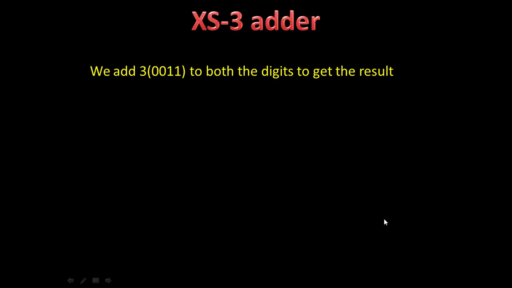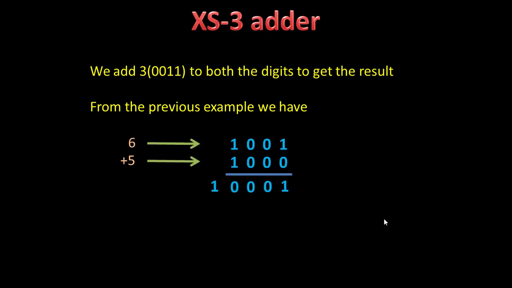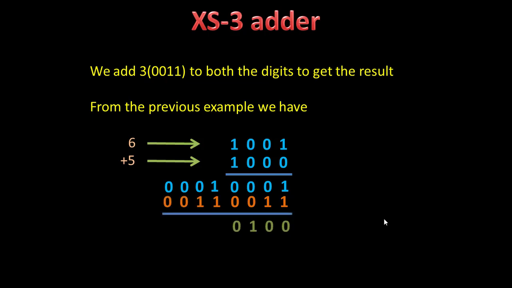Now let us begin with the previous example. We need to add 3, that is 0011, to both the digits to get the proper result. From the previous example we have 6 plus 5, so 6 is 1001 in XS3 and 5 is 1000. When we add we get this. Now we add 0011 to the left digit, zeros to the carry digit, and the number remains as it is. To get the proper result we add 3 to the rightmost digit and the left digit, and what we get is 0100 and again 0100.